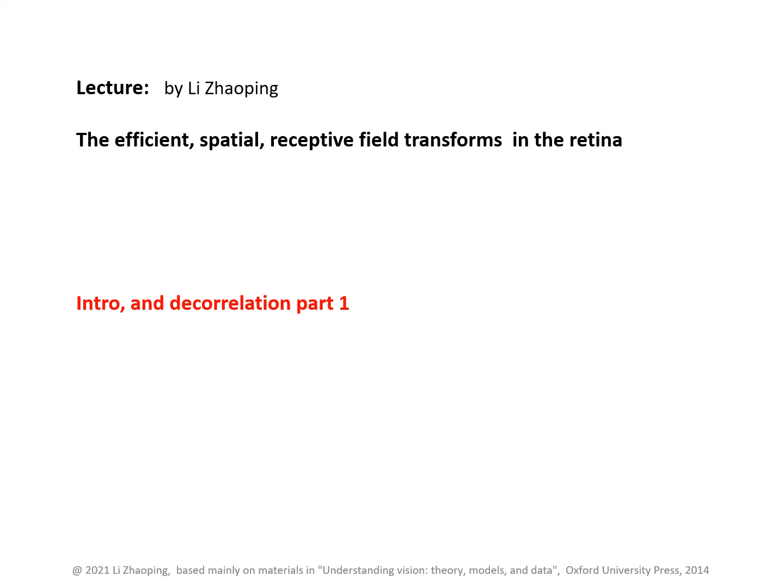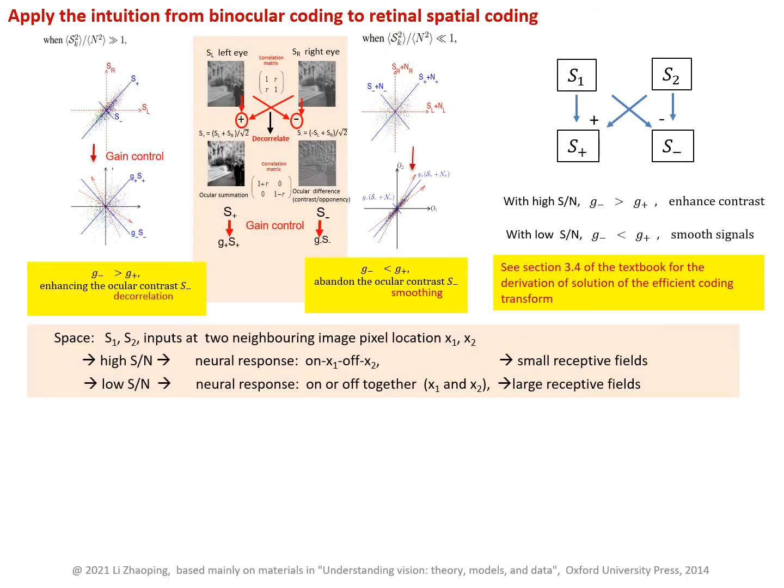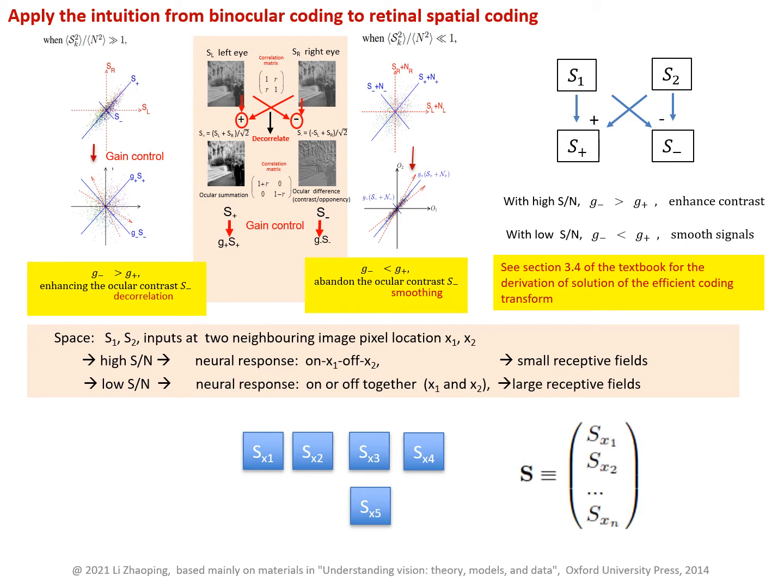Now let's look in detail at the efficient spatial coding. When we looked at its gist using our intuition from stereo coding, we looked at only two spatial locations, x1 and x2. The spatial input signals are then input S at x1 and x2. Now we need to look at all spatial locations at x3, x4, x5, etc. And so now the input is a high-dimensional vector with as many components as the number of spatial locations.